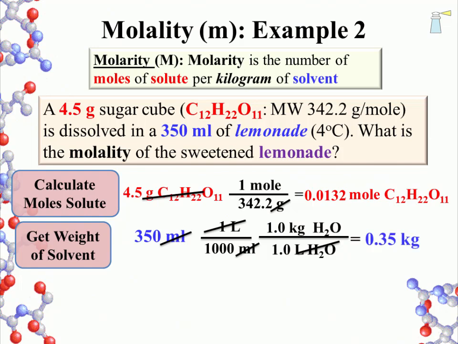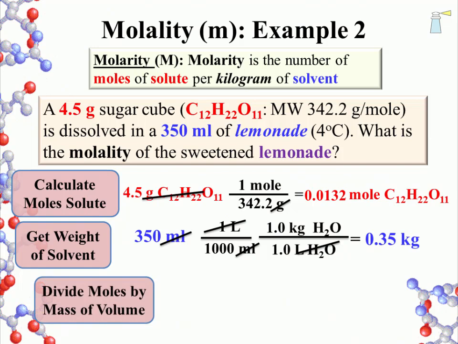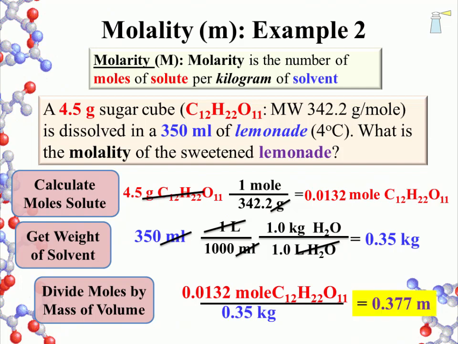Canceling liters leaves kilogram units, and a bit of math gets the mass of the lemonade as 0.35 kilograms to 2 significant figures. The molality calculation is moles of solute from step 1 divided by kilograms of solvent in step 2: 0.0132 moles of sucrose divided by 0.35 kilograms of water or lemonade. That gives a solution of 0.377 molal sugar. Notice, however, that the given solute mass is to 2 significant figures. The final answer must also be limited to 2 sig figs. The molality is 0.38.